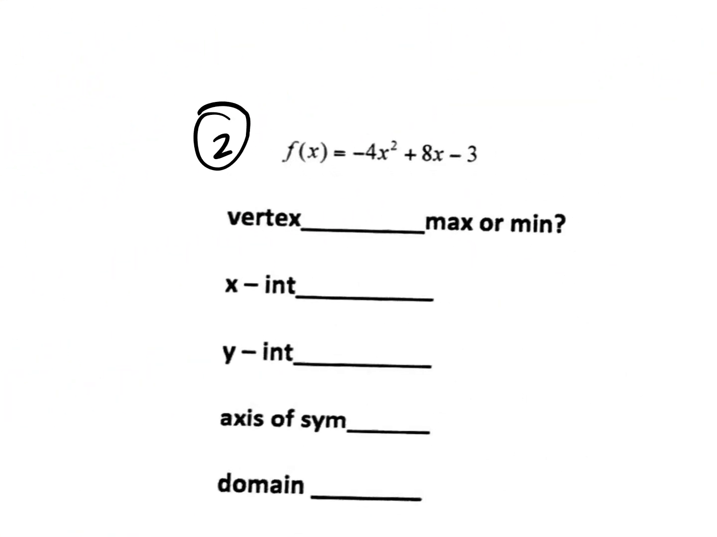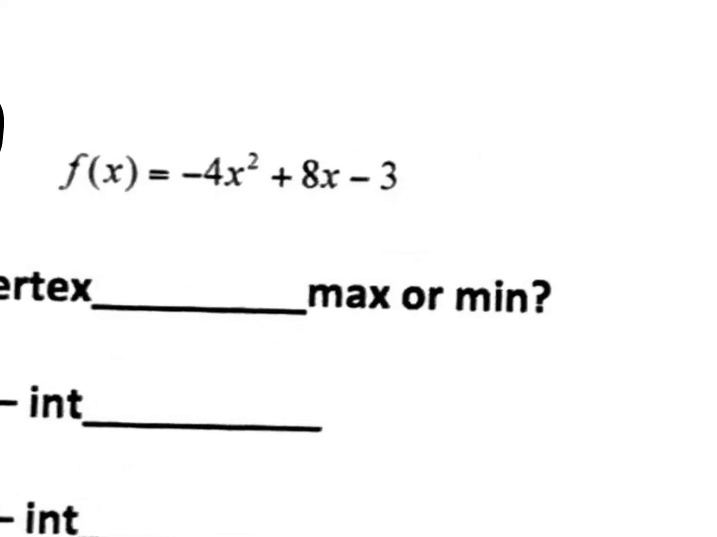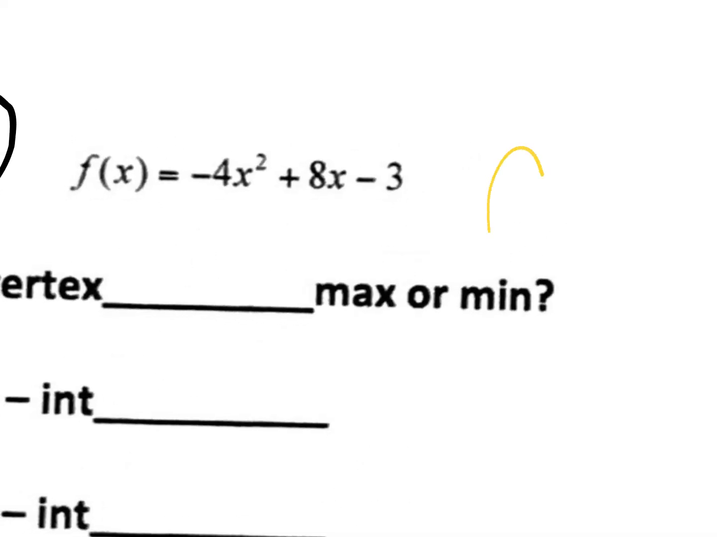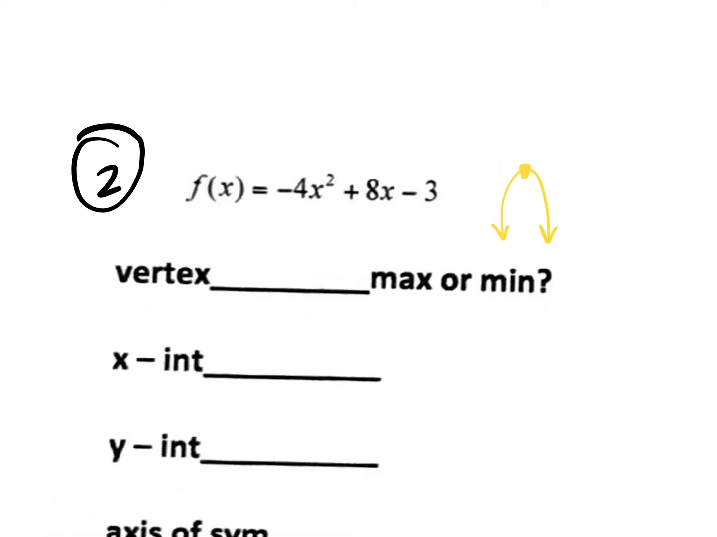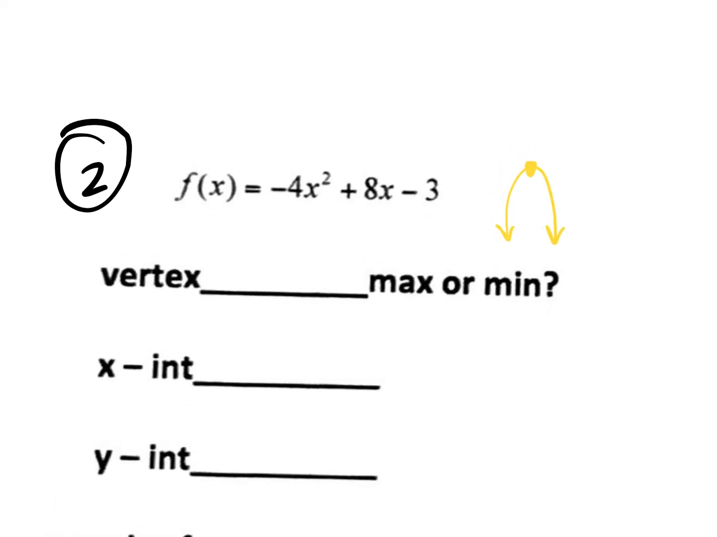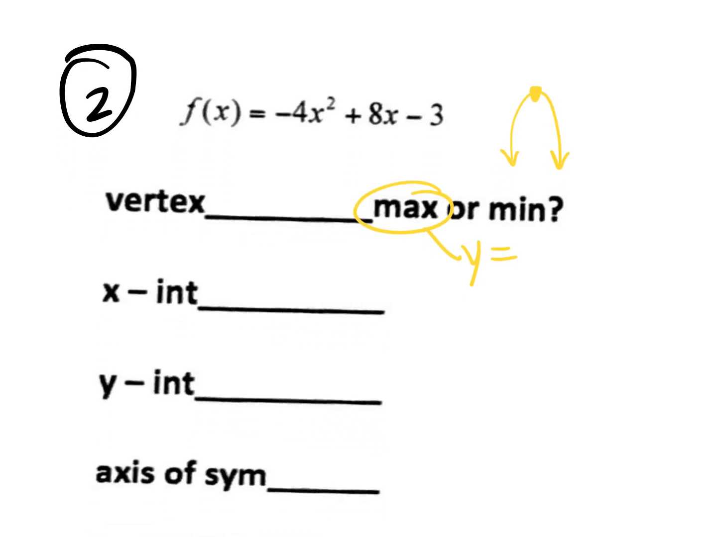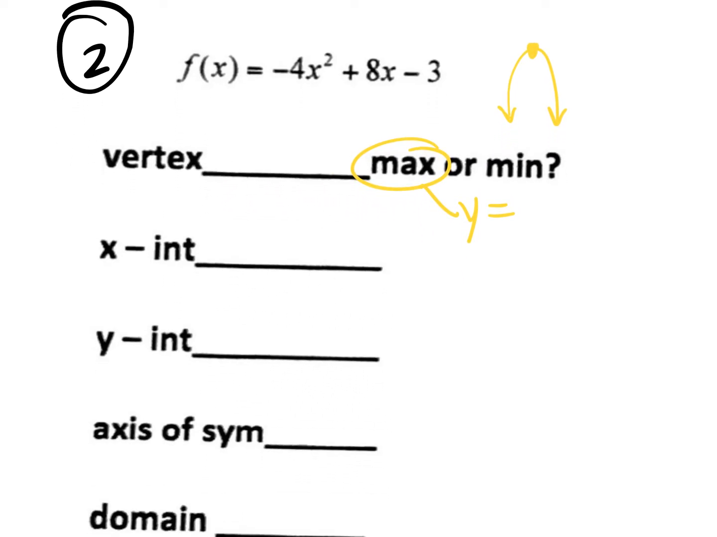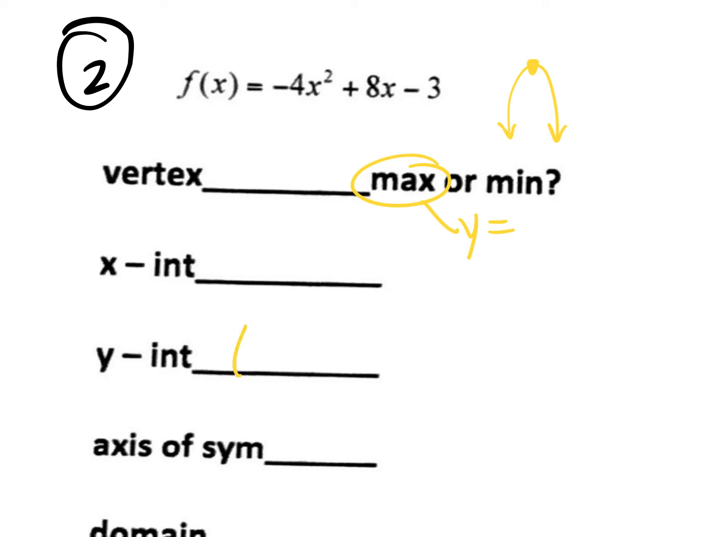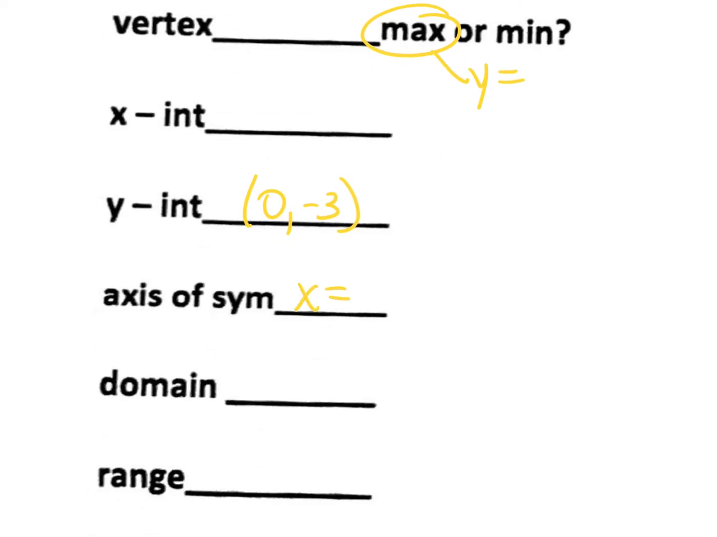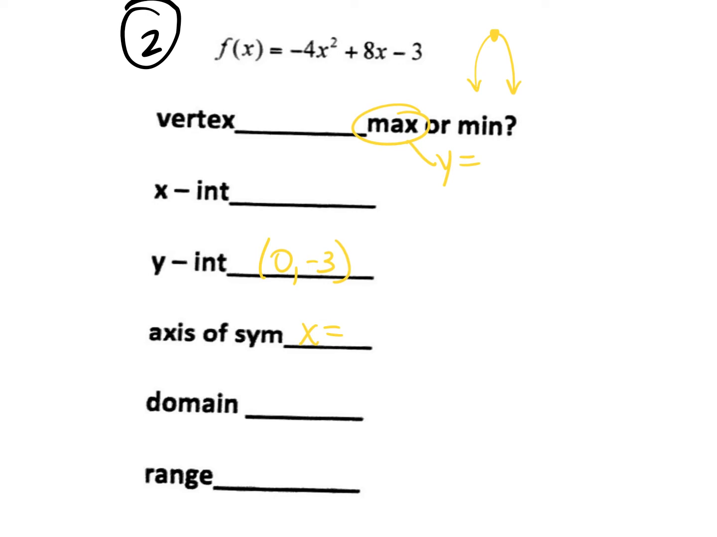Same thing. Talk to me about this parabola. It's downwards. It's a negative parabola, so that tells me some stuff. Do I have a maximum or a minimum value? Maximum. I have a maximum, and it's going to be at y equals whatever the y part of the vertex. Do I know my x-intercept just by looking? No. Do I know my y-intercept just by looking? Yes. What is it? 0, negative 3. Great. Do I know my axis of symmetry? I do know it's at x equals whatever the x part of the vertex, sorry.